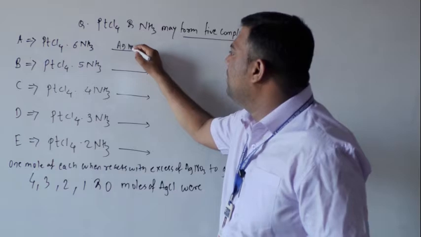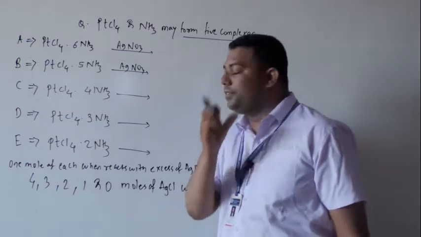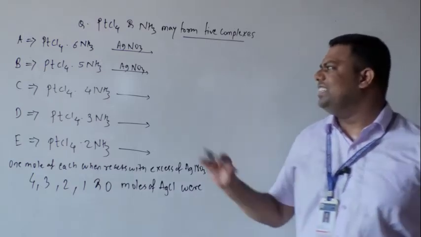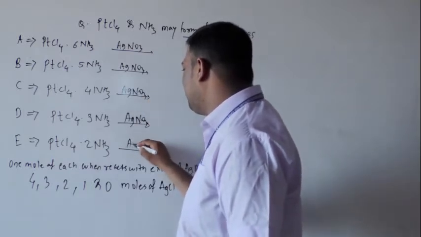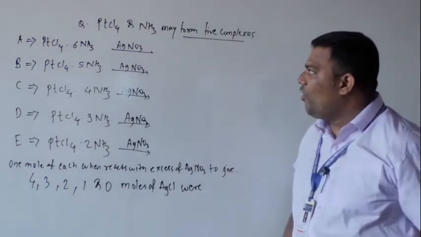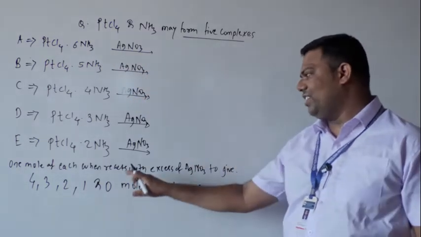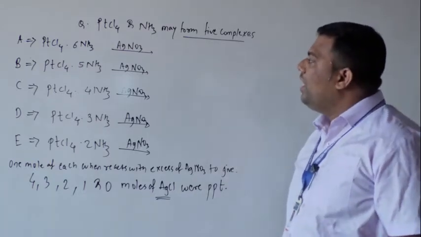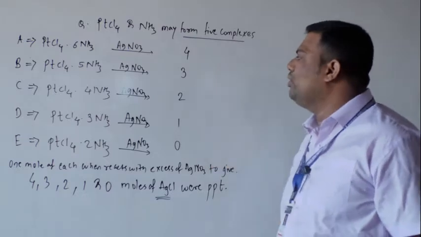Say PtCl4.6NH3, when it reacts with AgNO3, this all will react with AgNO3. Now see what will happen. Here is one of the most important parts, meaning it is easy to recognize such types of numericals or questions. Obviously when these compounds individually react with silver nitrate, AgCl will precipitate. Now they gave here 4 moles, here 3, here 2, here 1, and here 0 moles precipitated.